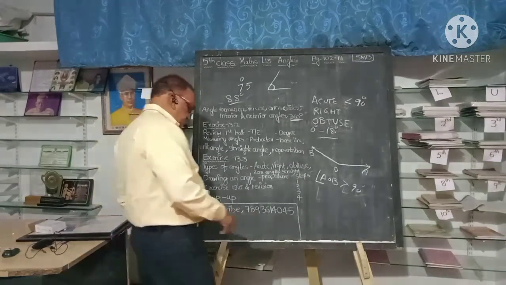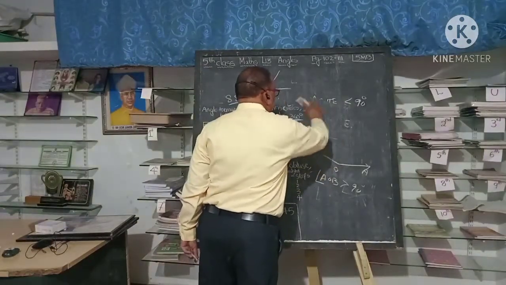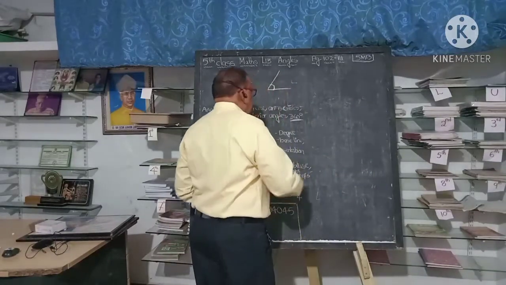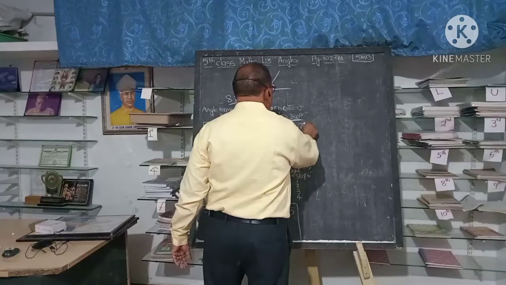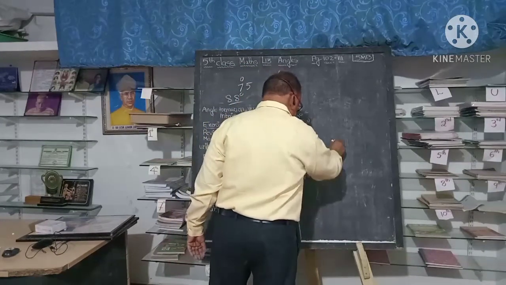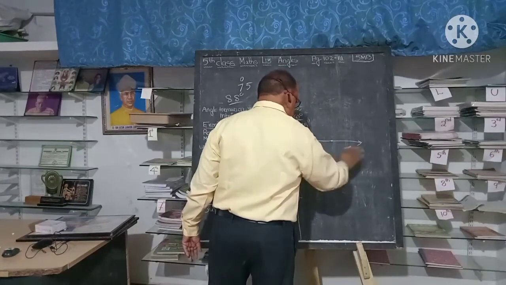Now how do you draw a particular angle? Suppose you want 75 degrees. First of all, you draw a point and draw a ray, and extend the ray on both sides if you want, otherwise not needed.